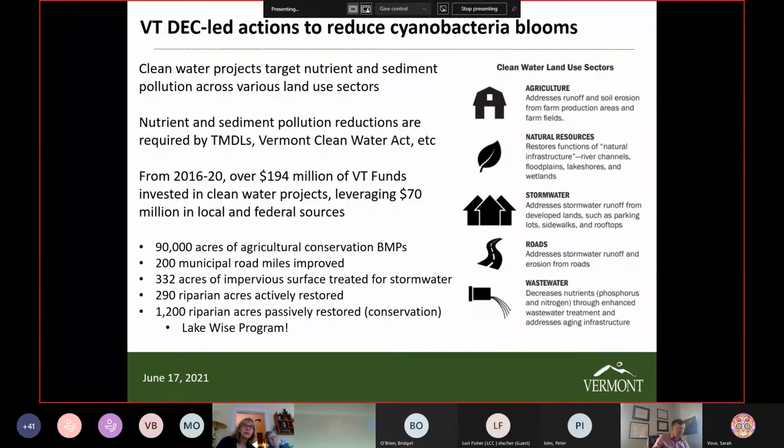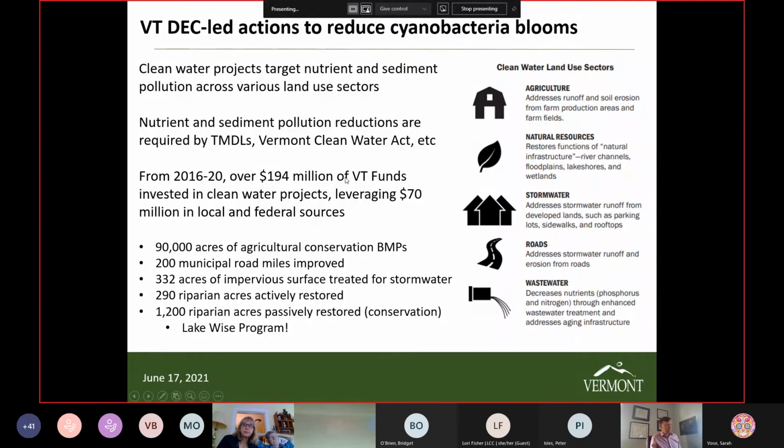One of the key tools to reduce phosphorus pollution to our lakes is to implement voluntary clean water projects, which target nutrient and sediment pollution across different land use sectors. These projects are sometimes required by the TMDL, which is a federally approved, EPA approved plan. The Vermont Clean Water Act has its own requirements, but they're often voluntary projects as well.